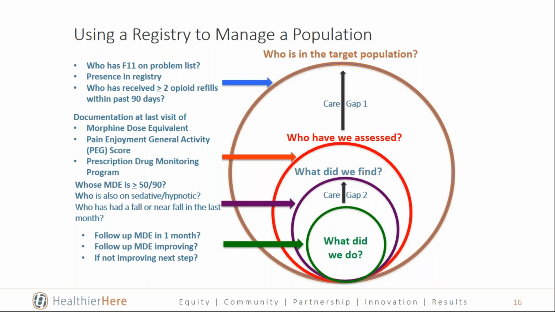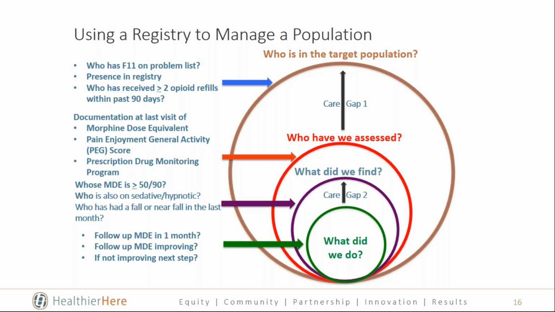And then the question is, what did we do? And you'll see there are two kinds of care gaps. There's the care gap between who's in the target population and who we've assessed. So that's one of your first things, to reach out to people and bring them in to assess them. And then the question is, when you found something, did you do something about it?